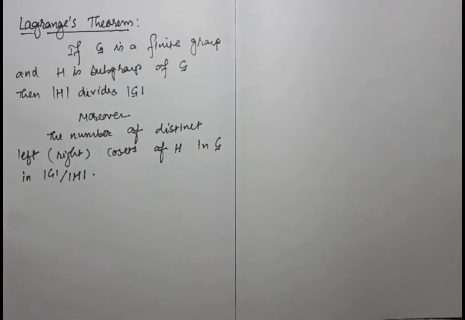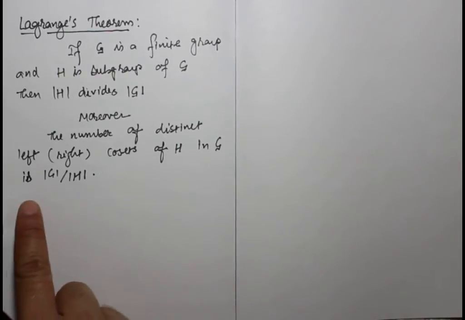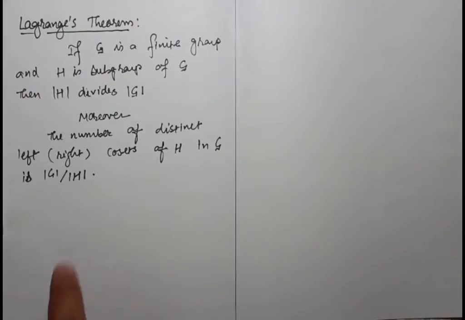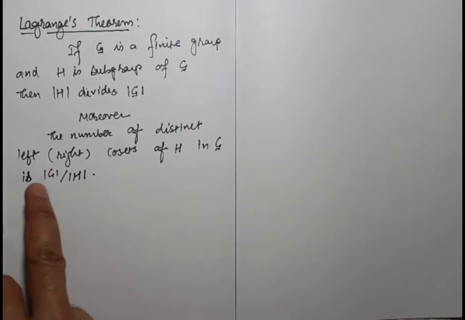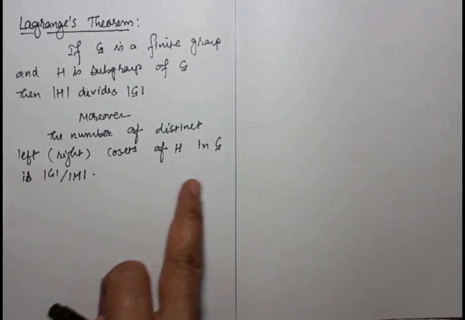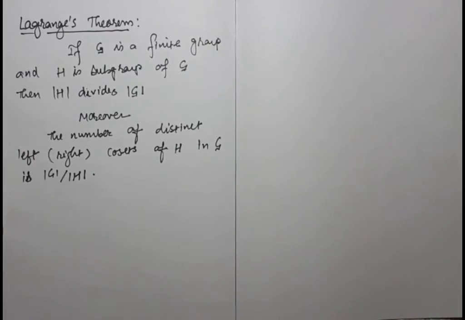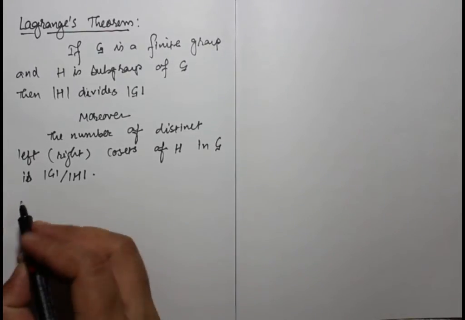Moreover, the number of distinct left cosets of H in G is order of G by order of H. Similarly, the number of distinct right cosets of H in G is order of G by order of H. Now its proof.